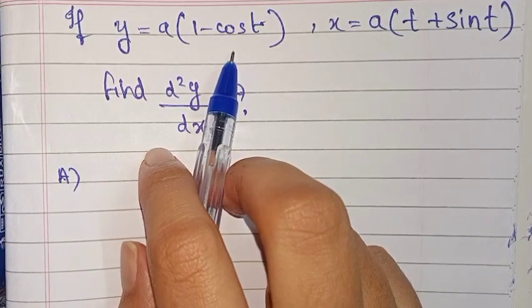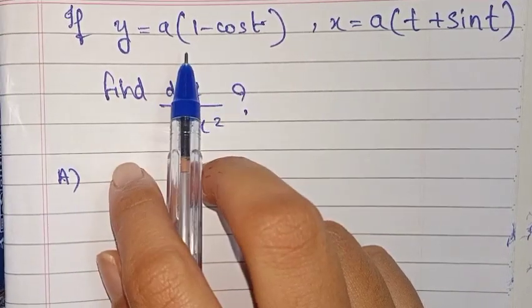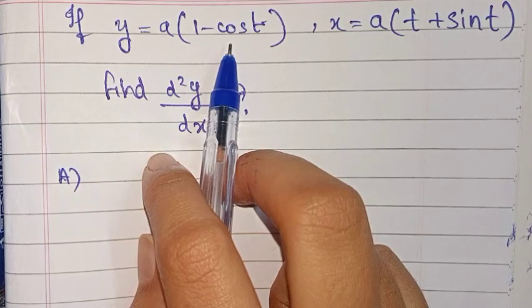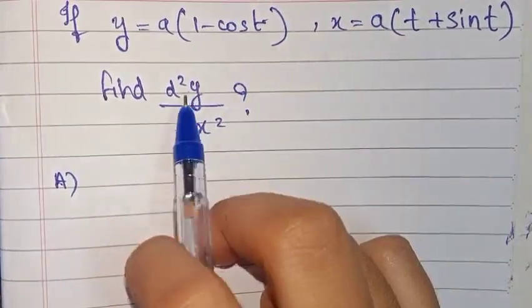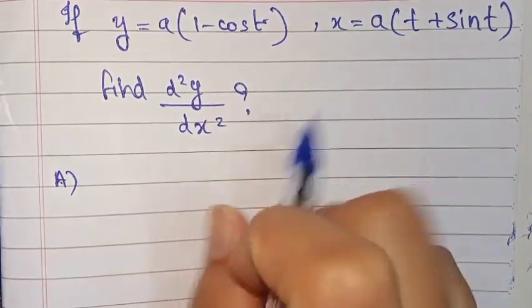To deal with some problems. The first problem is, if y is equal to a into 1 minus cos t and x is equal to a into t plus sin t, find d square y by dx square.